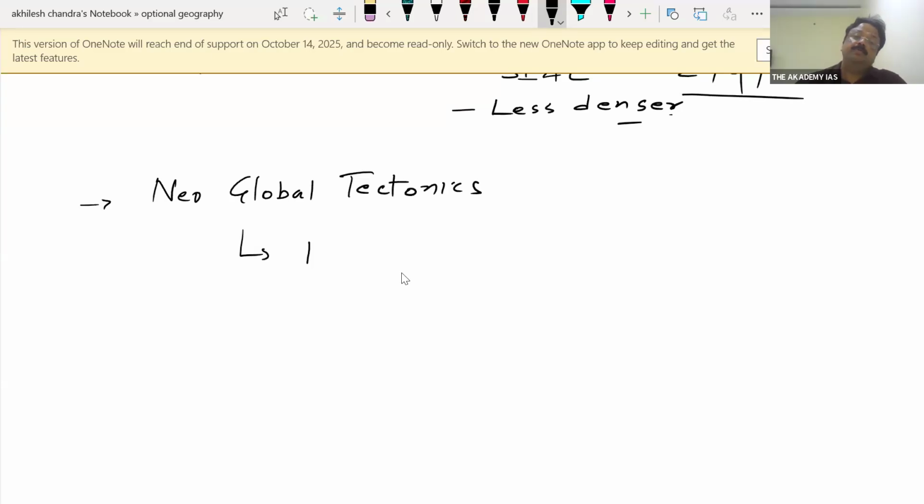Later it became plate tectonic theory. So tomorrow we will learn about this plate tectonic theory in length and breadth. So today I'm going to stop the class here. So tomorrow we will go for plate tectonic theory.